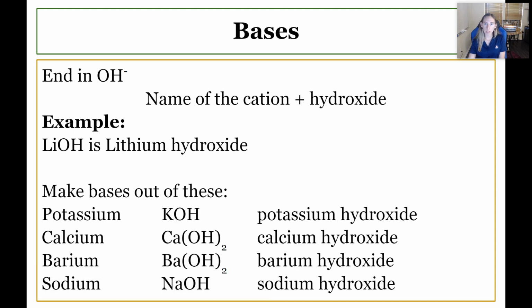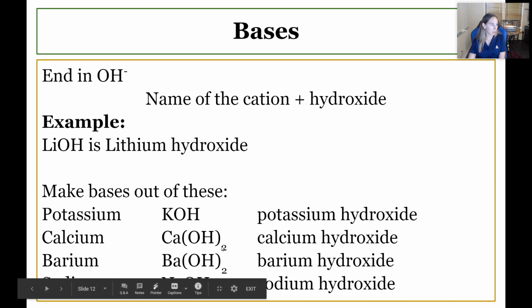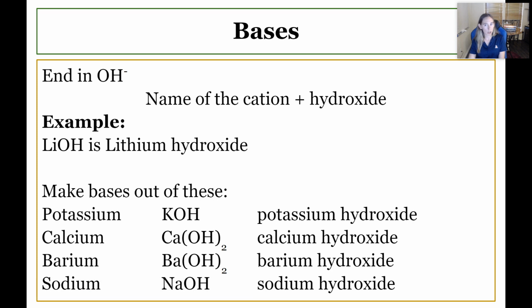Potassium has a 1+ charge. Therefore, KOH is the base called potassium hydroxide. Calcium has a 2+ charge, which means 2 hydroxides are then needed to form a neutral compound here. So Ca(OH)2, with parentheses around the hydroxide and a 2 outside, referring to just what's in the parentheses, is the base calcium hydroxide. Notice we don't say dihydroxide here.